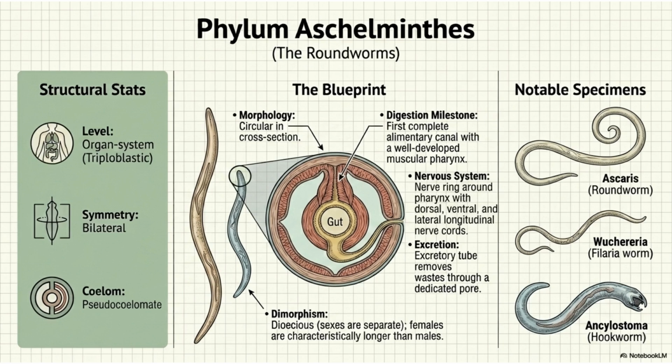Phylum Aschelminthes, the roundworms, represent the first to achieve an organ system level and a pseudocoelomate body cavity. They are triploblastic and bilaterally symmetrical. Their digestion is complete, and they exhibit sexual dimorphism, with females typically longer than males.